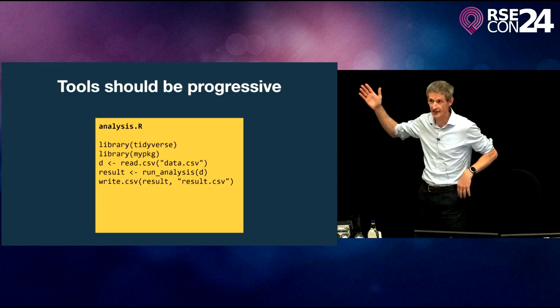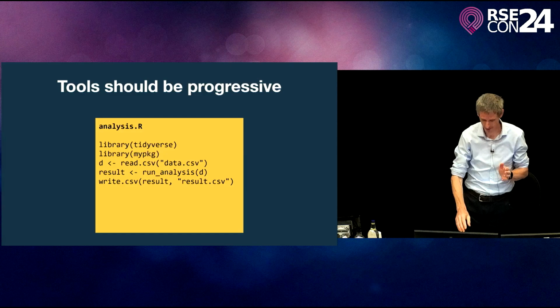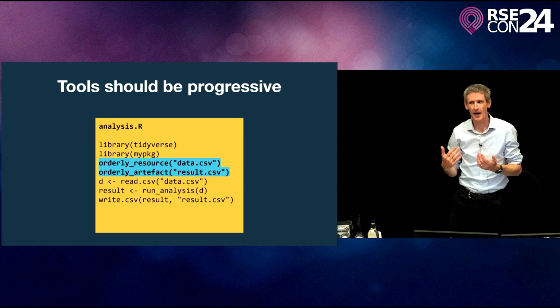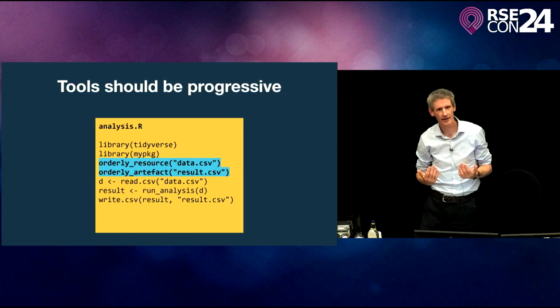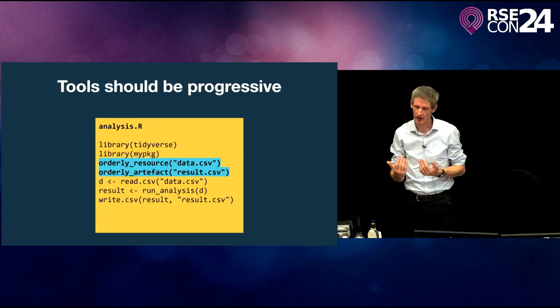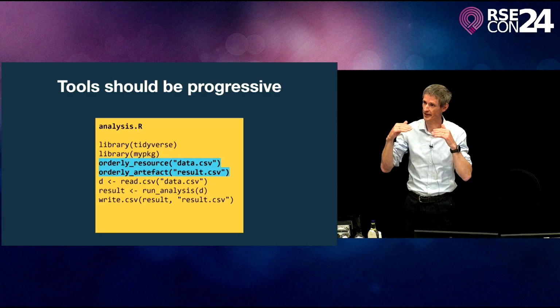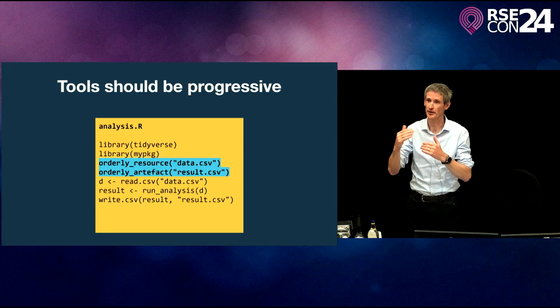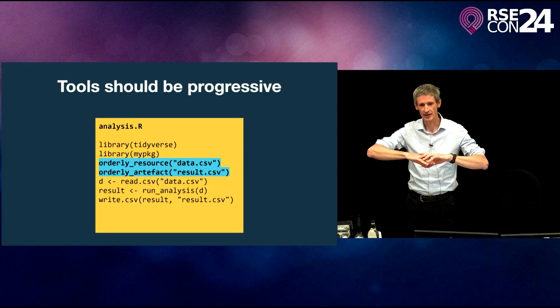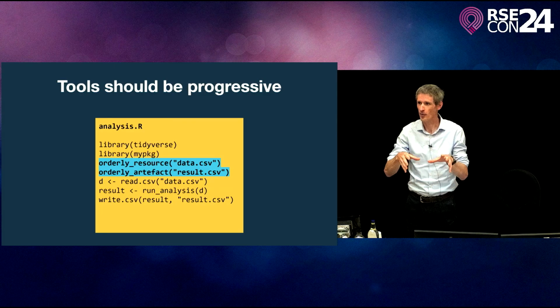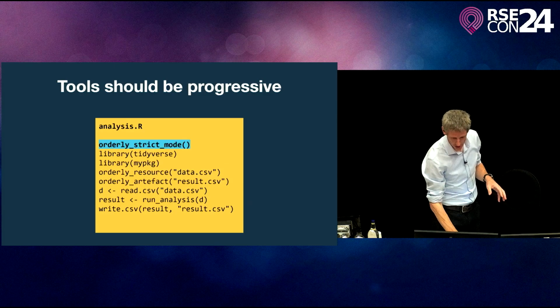So like I said, this is a fully working script and people might start with this and then they might go, well, actually, I'd like to enforce this contract that I'm always going to produce a file called result.csv, and I want the analysis to fail if it doesn't. And I want to mark that this data.csv is a resource that I want to advertise that I will be using, so that we can start tooling around how my analysis is going to fit together. And they can opt into these things.